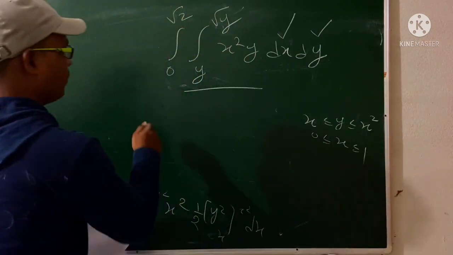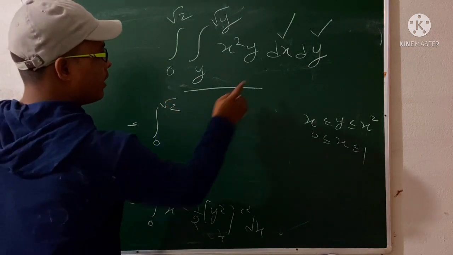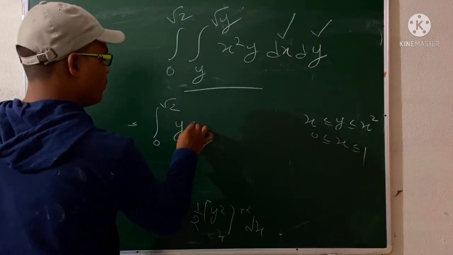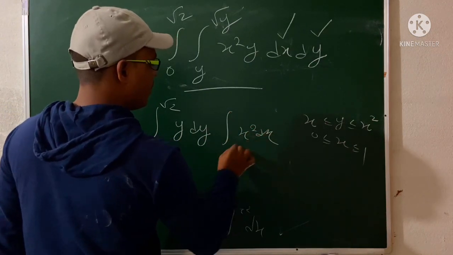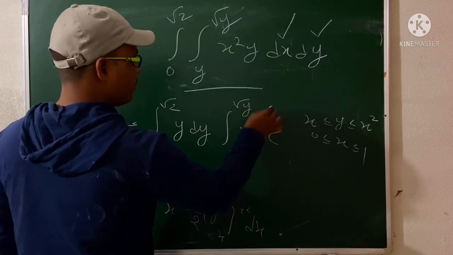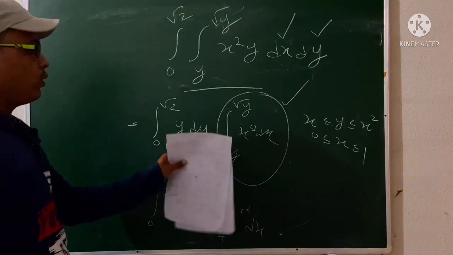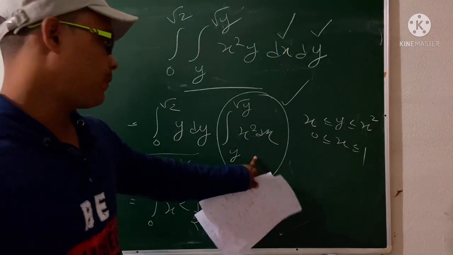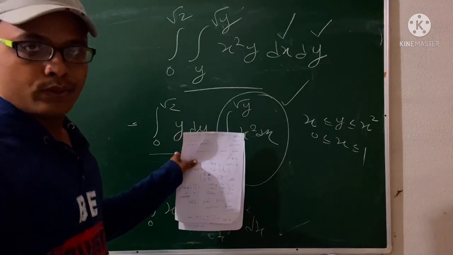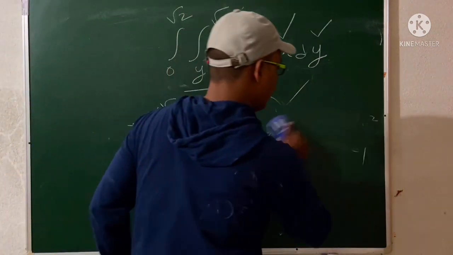So what we will use: first solve this one, this is dx, so this is y dy, and remember this is x square dx. First solve this, then you will do this. Don't do this one first. First do the integration with respect to x, then solve this, then do the integration with respect to y. Okay, so this is all about your surface integral.